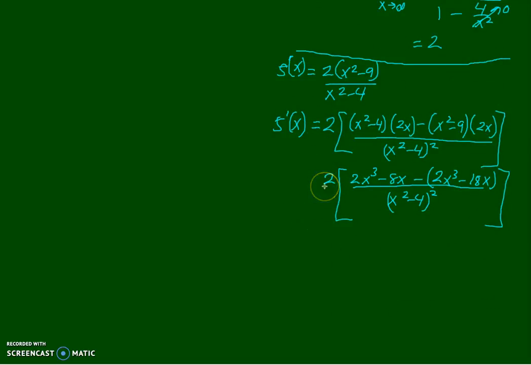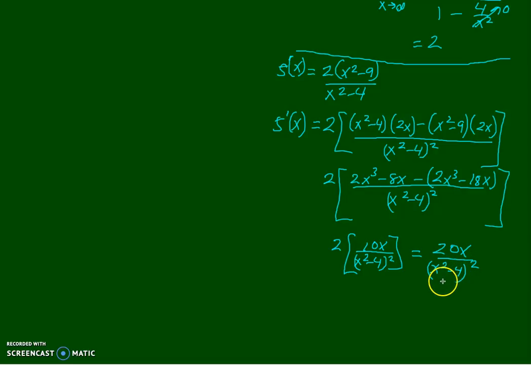And when we simplify this, we see that the 2x to the third minus 2x to the third are going to go away. We have negative 8x plus 18x, which is going to give us positive 10x. So 2 times 10x over x squared minus 4 squared, which gives us 20x over x squared minus 4 squared. So there's our first derivative.